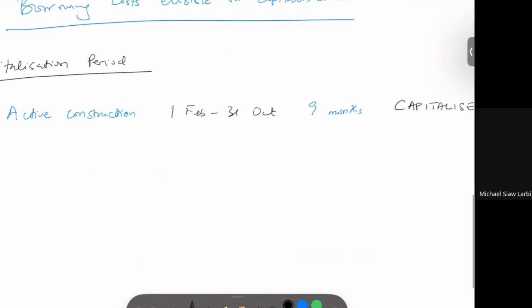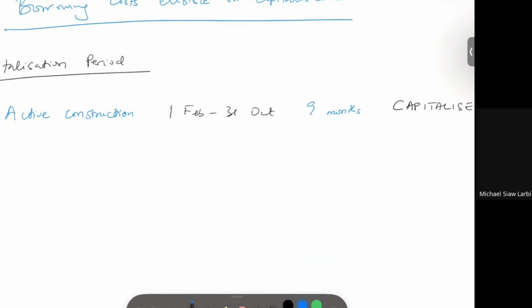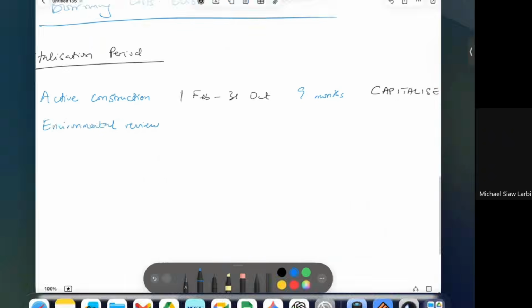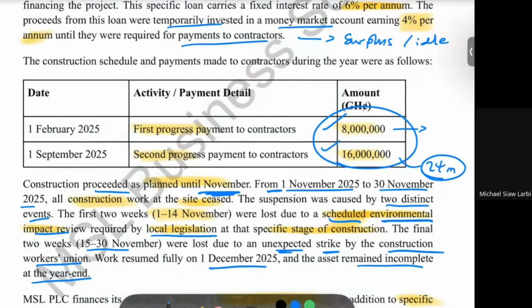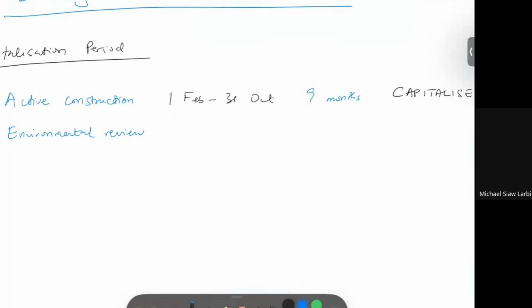Okay. Then they had the environmental review. If you recall, we're told that the first 2 weeks, that is 1st to 14th November, was lost due to a scheduled environmental impact review. It was required by law. This was a necessary one. So we are not going to suspend capitalization. We'll still capitalize, right? So this was from 1st November to 14th November. This is approximately half a month, so we just say 0.5 months. This will still capitalize.